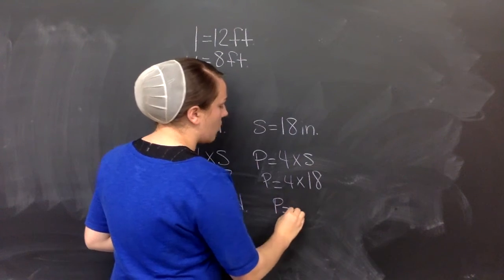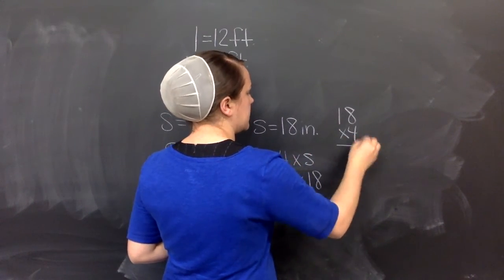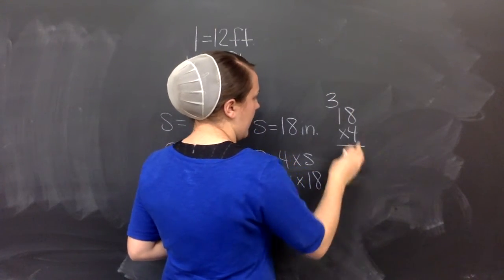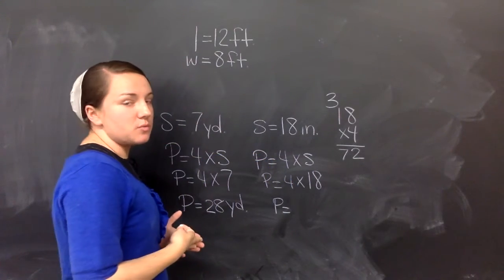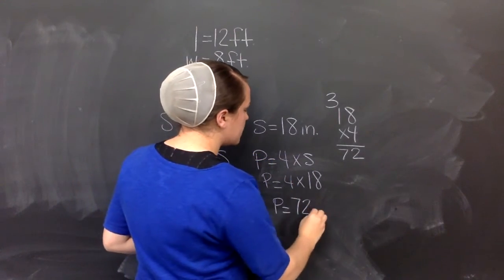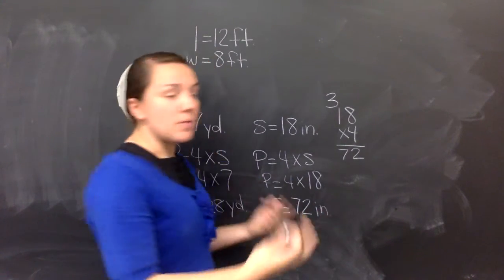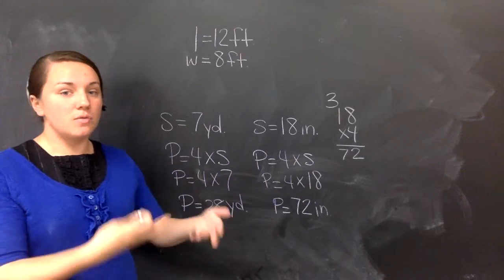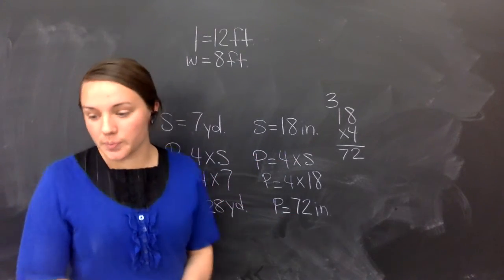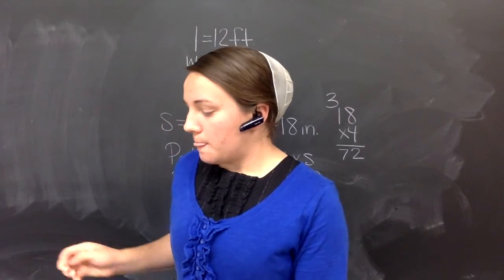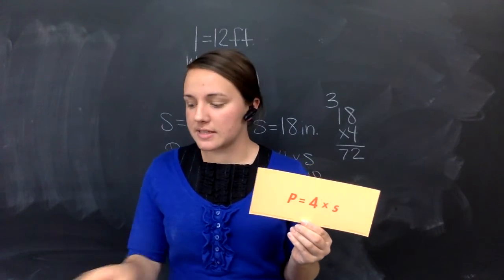So now we're going to go 18 times 4. 4 times 8 is 32, and then we have 4 times 1 plus 3 is 7. So we're left with 72. Perimeter equals 72 inches, and we need to make sure we write our unit here. So the length around this square is 72 inches. 4 sides, 18 inches each. Multiplied it, and we got 72. So, formula for the perimeter of a square, P equals 4 times S.